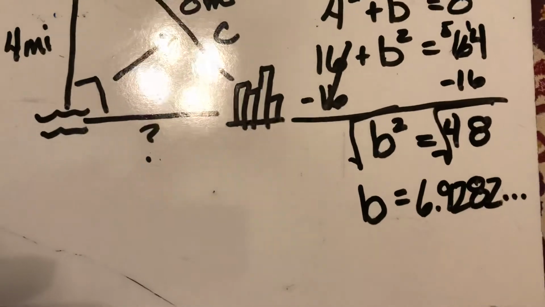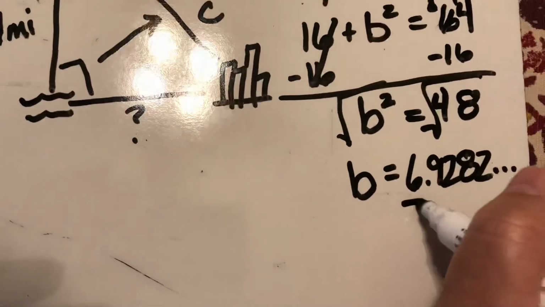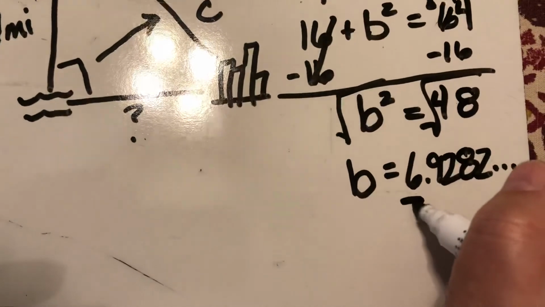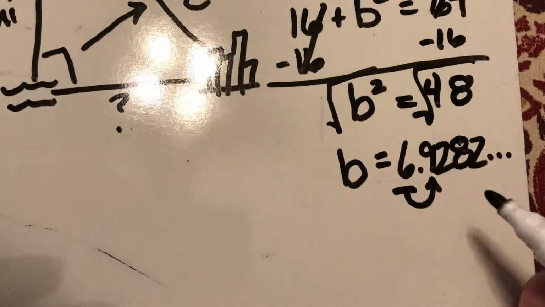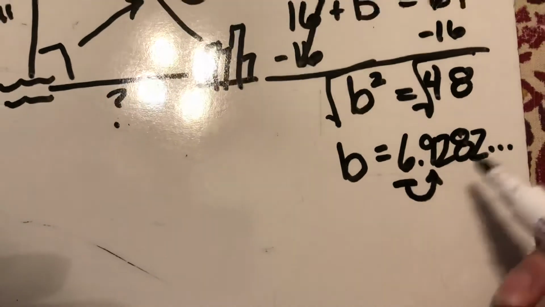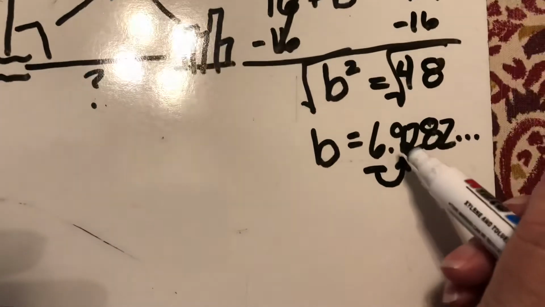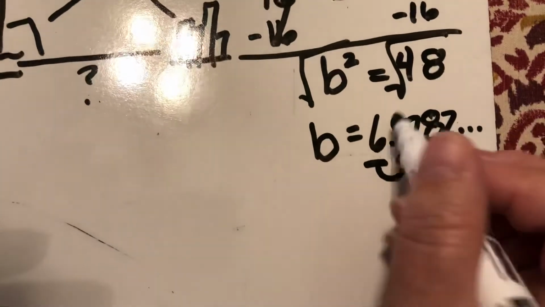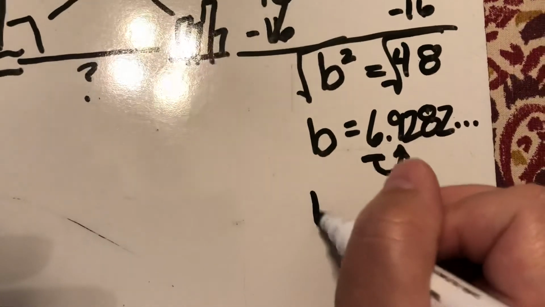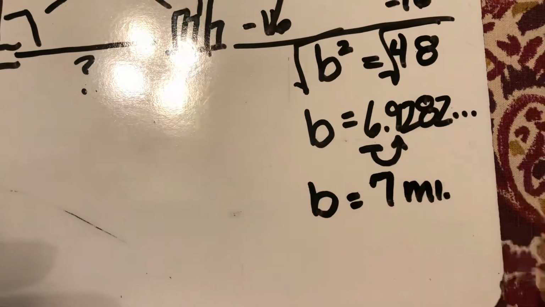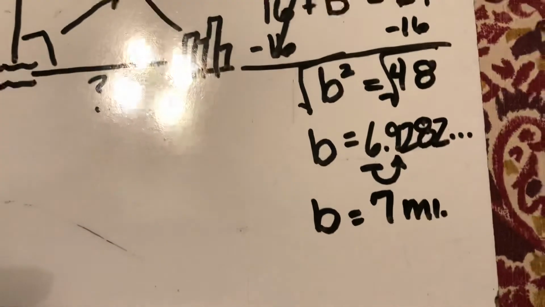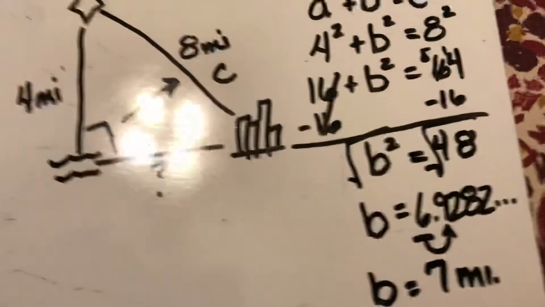And the question was about how many miles. So I want to know to the whole mile. So here I have my whole mile. I'm going to look to the number directly that comes right after it. And that's a 9. It's 5 or bigger. So I'm going to round up. So b is approximately 7 miles. And that's it.